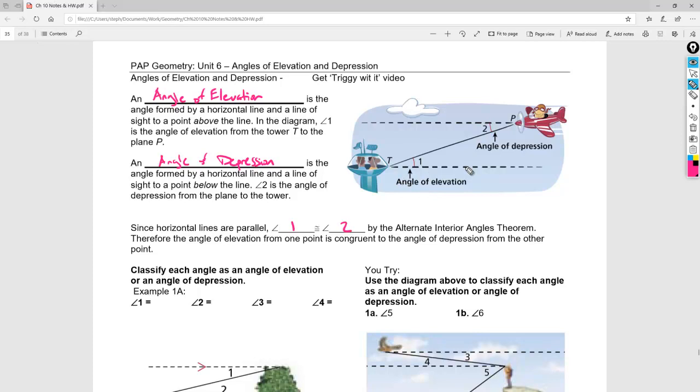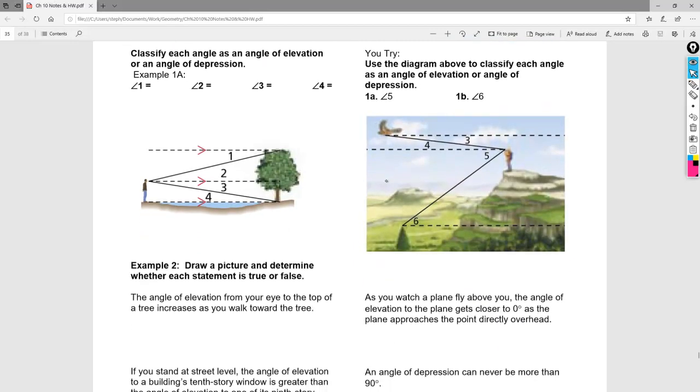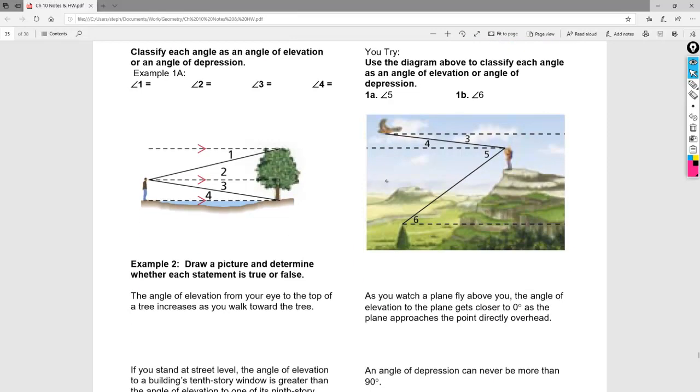Okay, let's just do a little bit of practice and talk about classifying each angle as elevation or depression. So looking at angle 1, I see that I'm starting from my flat line and then I am extending downwards. So 1 is going to be depression. 2, I have my flat line and I'm extending upwards. So that is going to be elevation.